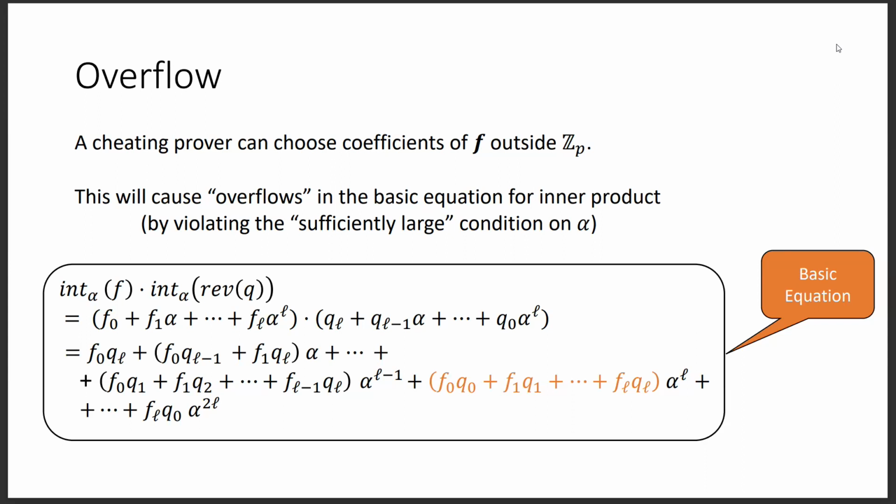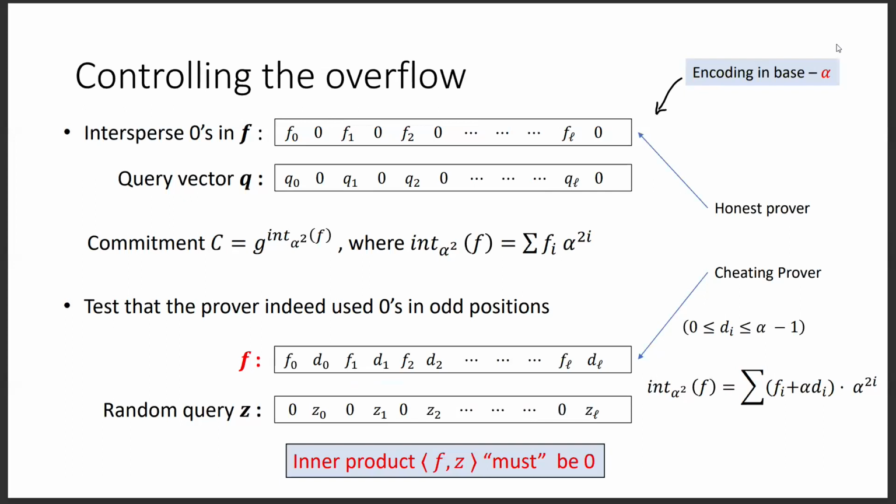It's going to have some overflow from the previous terms and potentially can overflow the next term as well. So how do we try to solve this? One thing we're doing is we're going to sort of spread out F in some sense. We introduce zeros in the middle everywhere. It's basically committing to int alpha square of F, where we have a base of alpha square versus alpha. And we also have an additional check that tries to ensure that these things in the middle are actually zeros.